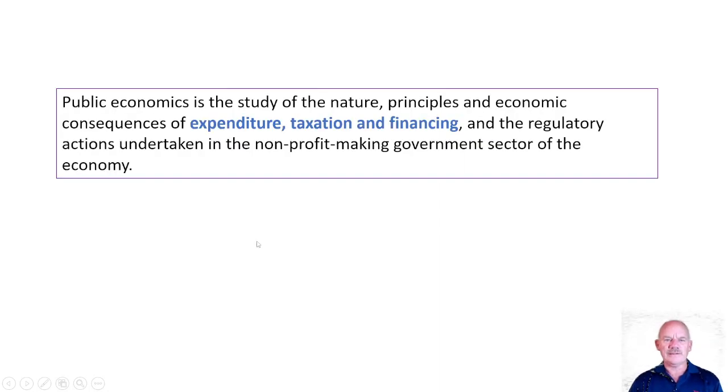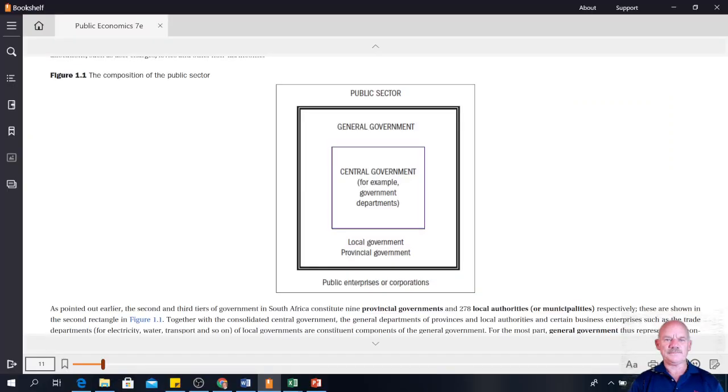If you have read the chapter, you will see in the definition, which is important, that there are three key words in the definition of public economics. So we will study expenditure of the government, we will study taxation, and then we will also study financing, which means that if the government spends more than it collects through taxes, it has to finance the difference. We say they have to finance the deficit, and there are different ways of doing that.